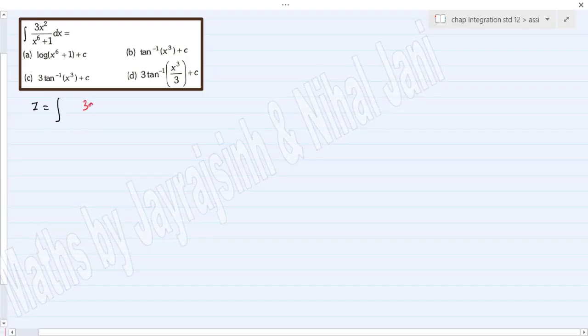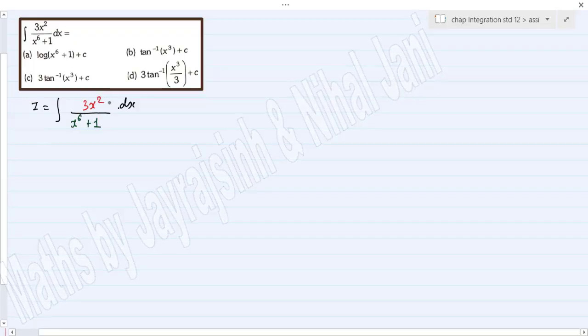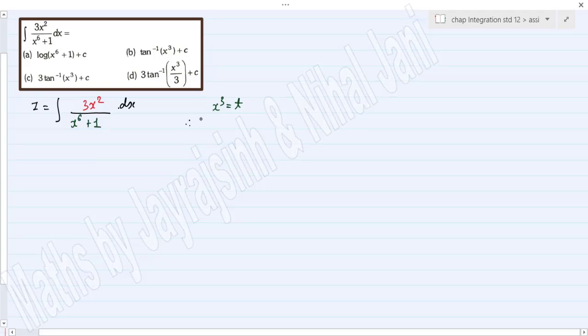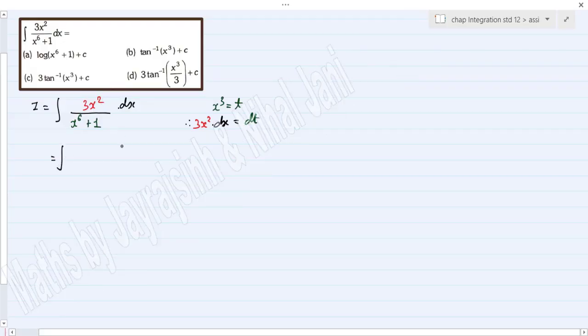Here we have to integrate 3x square upon x raised to 6 plus 1. Here in numerator we have 3x square, which is differentiation of x cube. So it suggests that we have to assume x cube is equal to t. So after differentiating, we will get 3x square dot dx is equal to dt. So our integration will be modified as this 3x square dx will become dt, and x raised to 6 will become t square, plus 1.